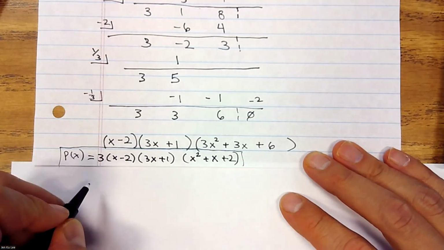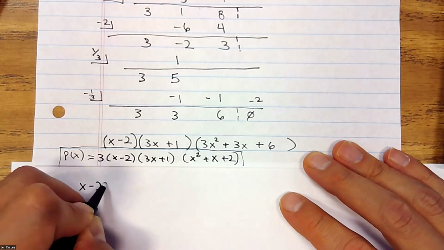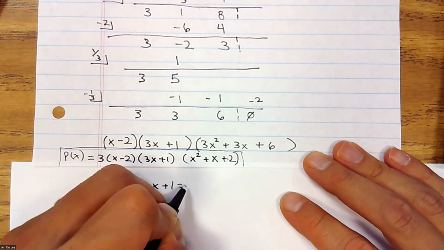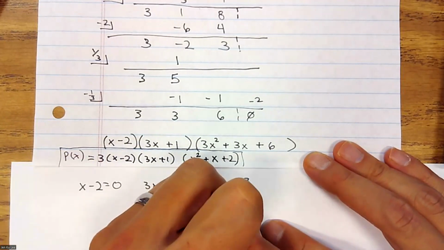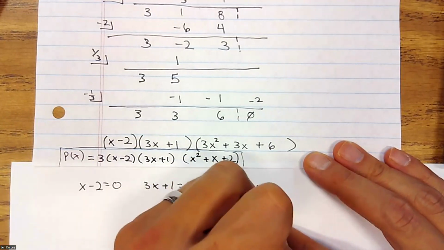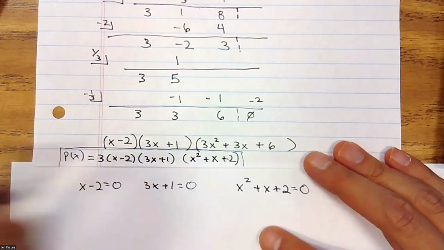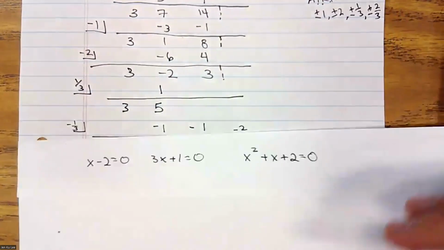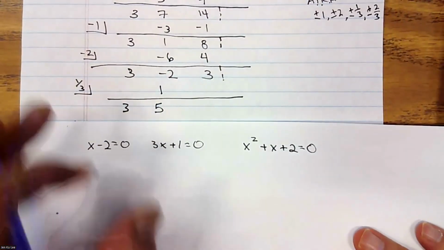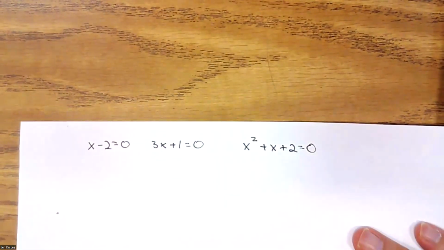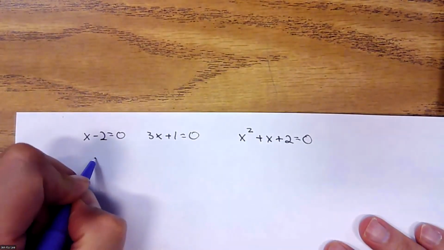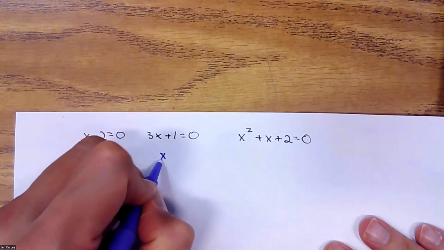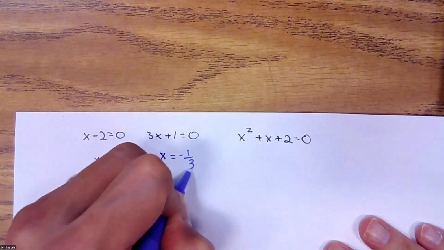So if I want the zeros, I'm going to make x minus 2 equal to 0. I'm going to make 3x plus 1 equal to 0. And I want to make x squared plus x plus 2 equal to 0, to get my zeros. So here I know x is going to equal positive 2. I know that x is going to equal negative 1/3.